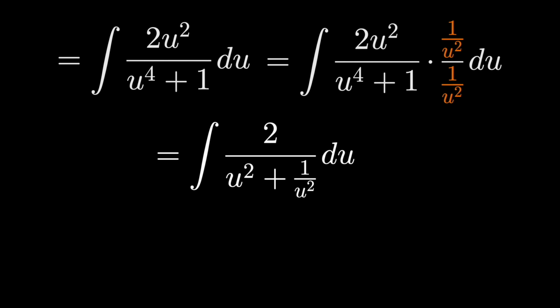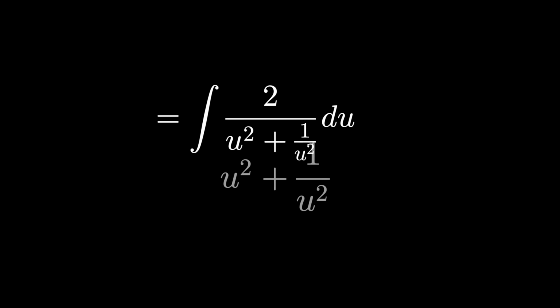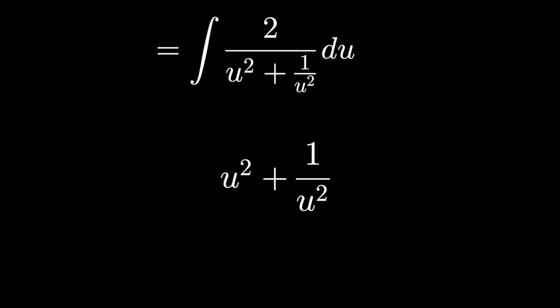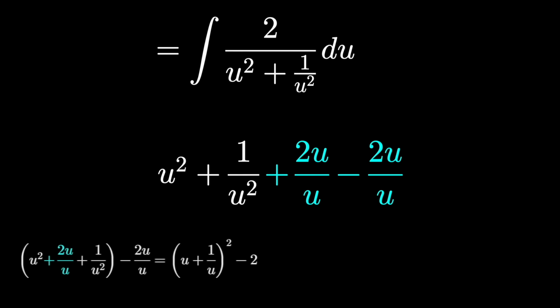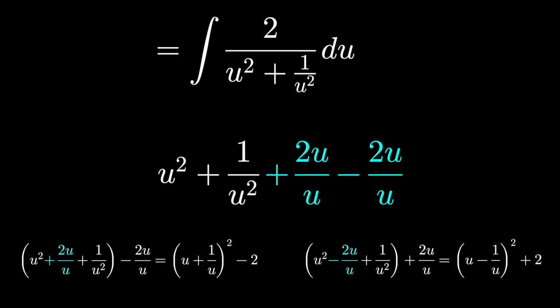Why do this? Well, the denominator, very subtly, can be written in two ways using a perfect square. If we look at the denominator and add 0, a very special 0, 2u over u minus 2u over u, that's an addition by 0. And if we write the terms this way and factor, we get this expression, or we could do it this way and get this expression.